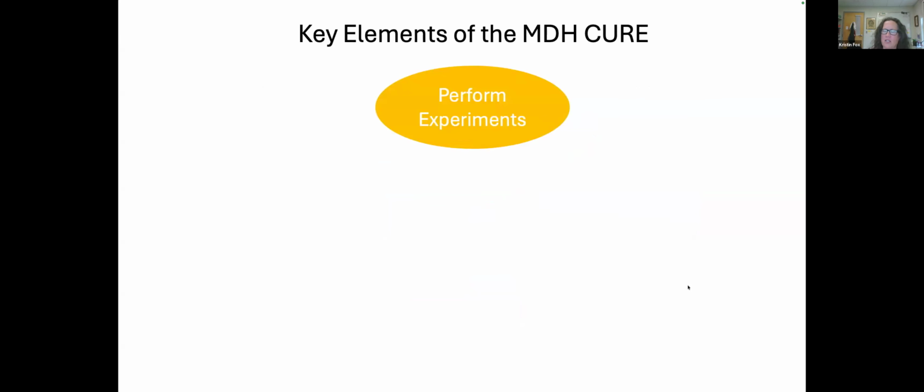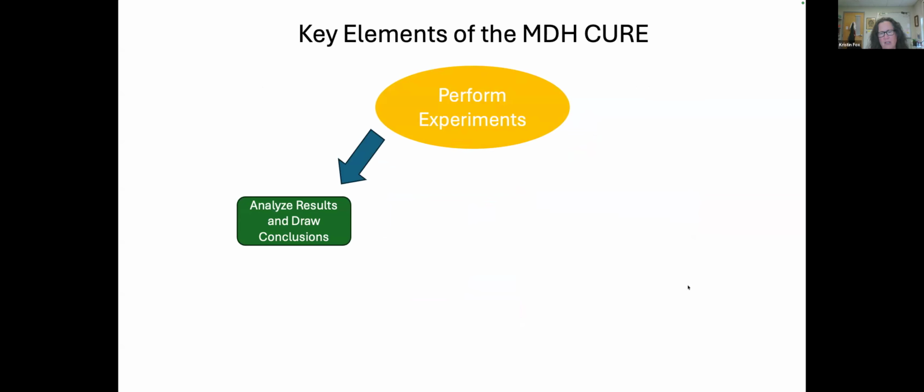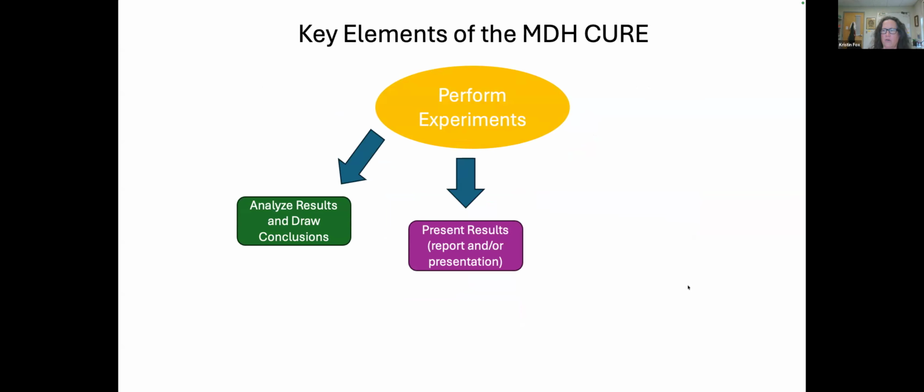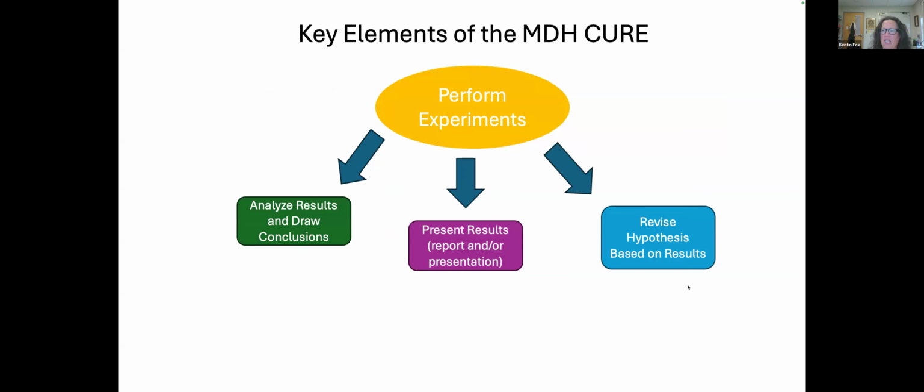Once they've done it, this is a more traditional biochemistry lab, right? We perform the experiments to test our hypothesis, analyze the results, and draw conclusions. Then usually as part of the MDH CURE, students present their results. It could be a report, but frequently many of us have them do a presentation, a poster or talk, or some kind of presentation of their results. And then they need to think about how they would revise the hypothesis based on the results they obtained after their experiments.